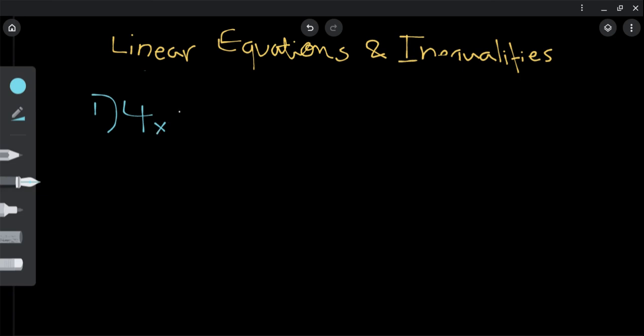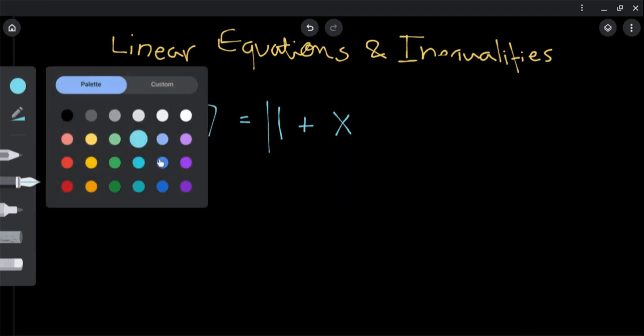4x minus 7 equals 11 plus x. Alright, so the first thing we're going to do is collect like terms.